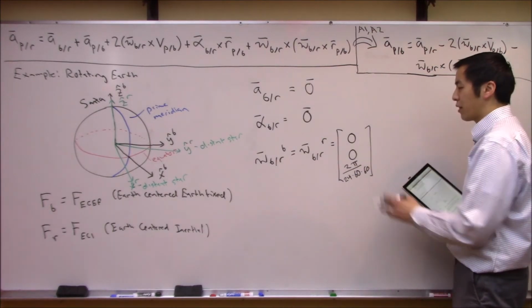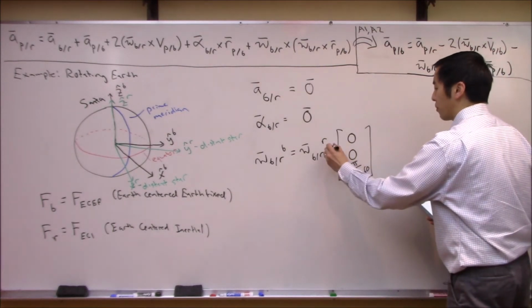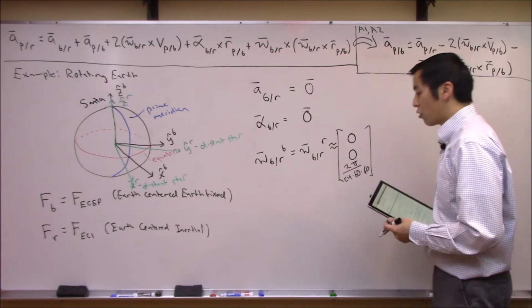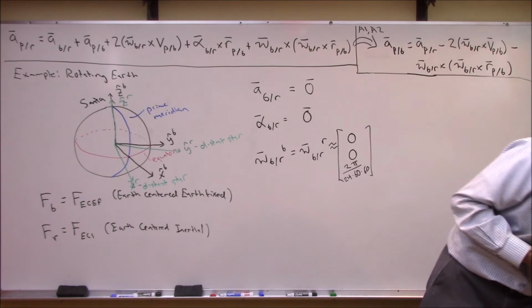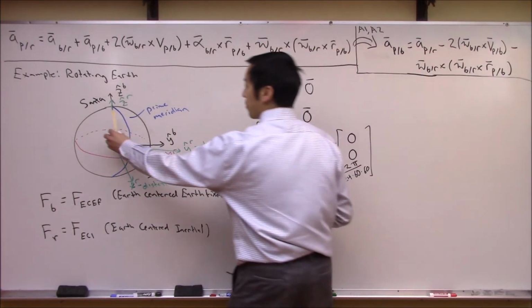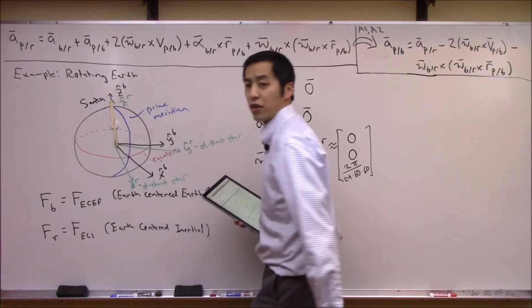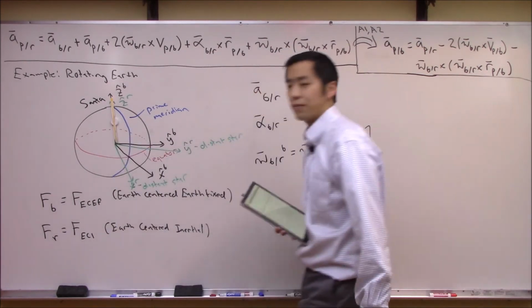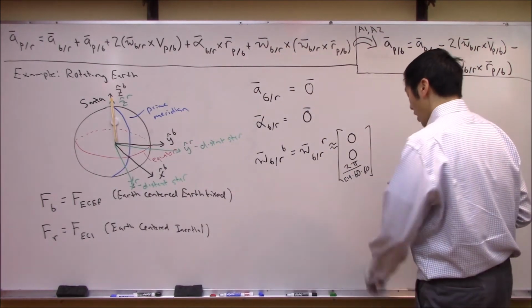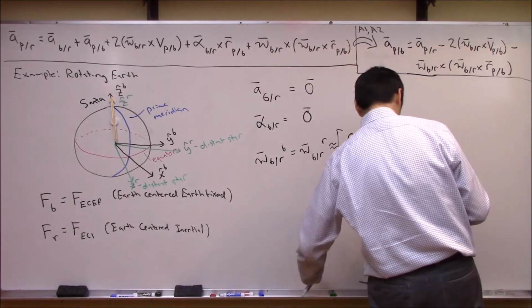Would everyone agree that this is, maybe we should say this is approximately, right? So the angular velocity vector is just sticking out. Maybe let's use this to represent the angular velocity vector here. So the angular velocity vector is just out the North Pole. That's all this thing is doing, and it's got about this magnitude.